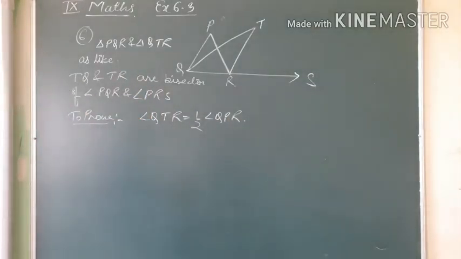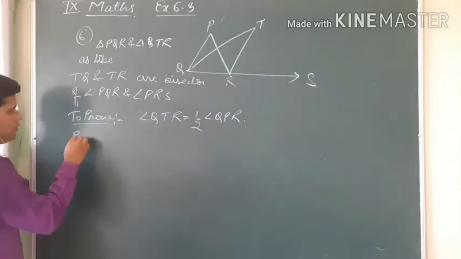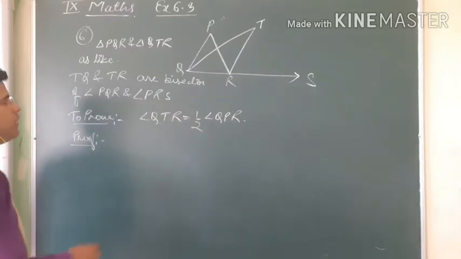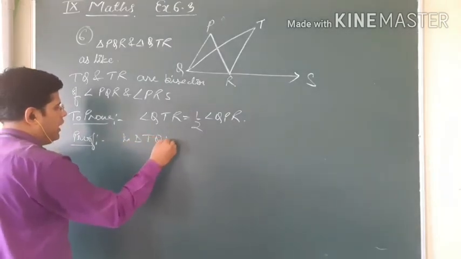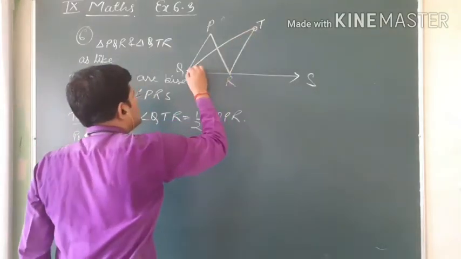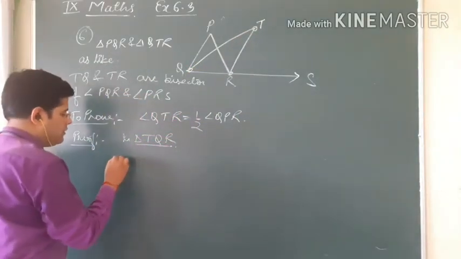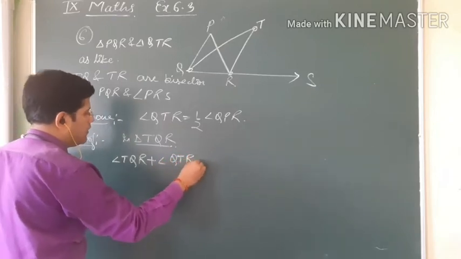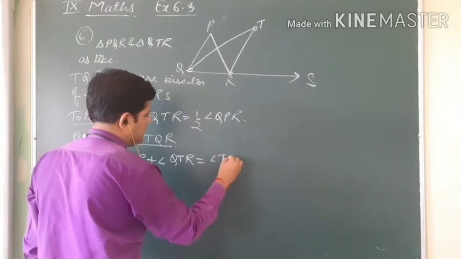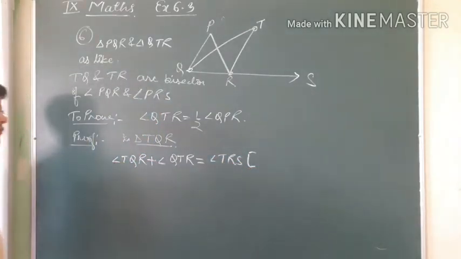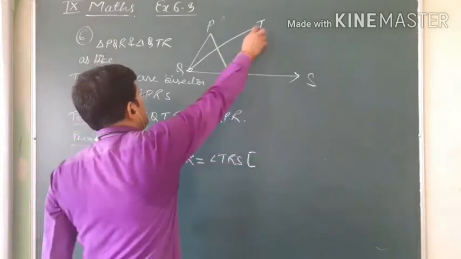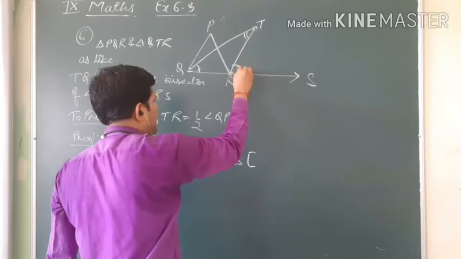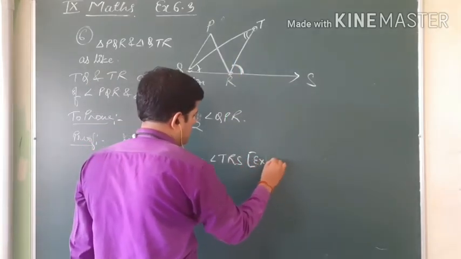How can we prove that? So, proof. First of all, we are going to take triangle PQR. Now see it properly. In triangle PQR, angle PQR plus angle QTR makes together angle TRS. First time I am going to write this property. This one is the external property. TQR and QTR, this angle and that angle form together the given angle TRS by the exterior angle property.